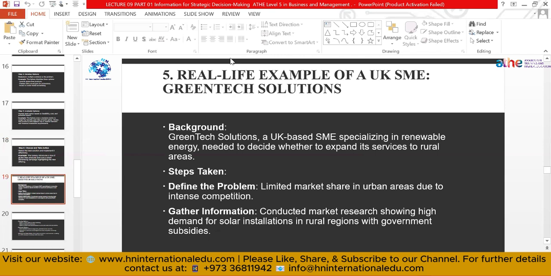The first step was obviously defining the problem: limited market share in the urban areas due to intense competition. Green Tech Solutions was not the only one; there were plenty of other organizations working in the same field. Gathered information: conducted market research showing high demand for solar installations in rural areas with government subsidies, that is, the grants given by the government to the producers so that they should not surpass the cost to the consumers. This is the definition of subsidies. And this is what the analysis of the information is so far.